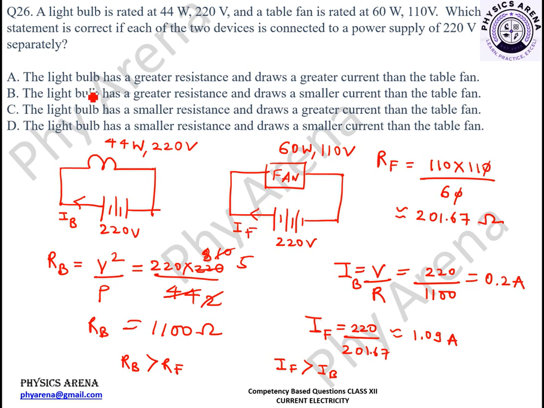Now let's pick the correct answer from the given options. In the first option, the light bulb has a greater resistance and draws a greater current. No, it has the greater resistance, but it draws a lesser current. In the second option, the light bulb has a greater resistance and draws a smaller current than the table fan. Yes, it is true. In C and D, the bulb resistance is given as smaller than the resistance of the fan. That is not true. So for the given question, option B is correct.